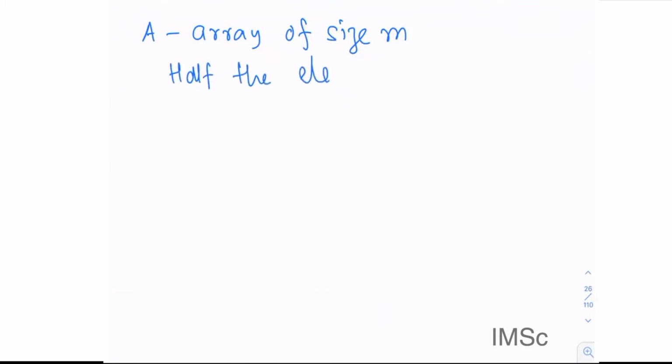So here's an example. You have an array A of size M. If possible, please write in your notebook and keep this example in front of you, because we'll try all inequalities on this. Half the elements of A are green and half the elements of A are red.